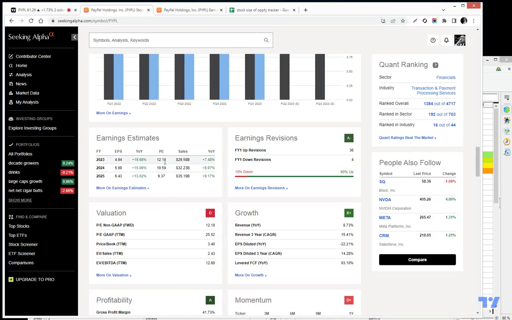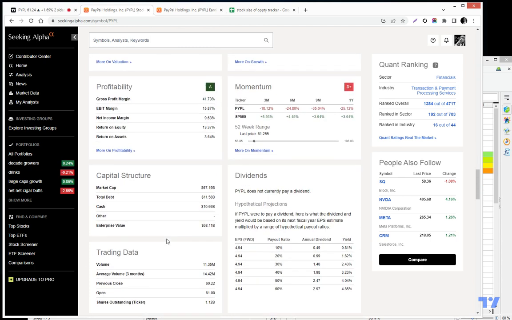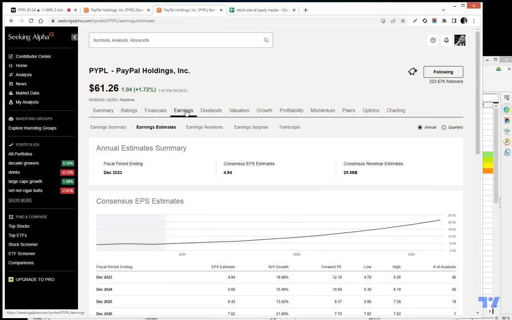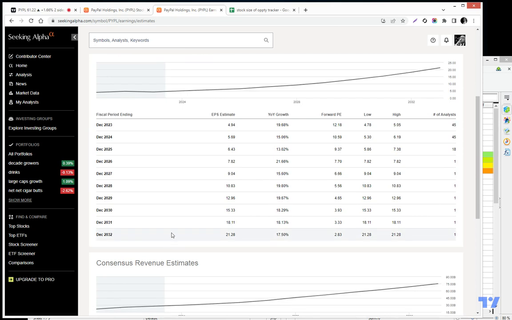The PE for PayPal, forward PE, as in once this year is done, if it reaches these earnings, 494, that's a 12 PE. That's a hard thing to find, a 12 PE for a company that is growing its earnings between 19 and 15%. That's hard to get. And it doesn't have a lot of debt. They have almost $11 billion in cash and a little more than $11 billion in debt. So the enterprise value matches the market cap. That's a good sign.